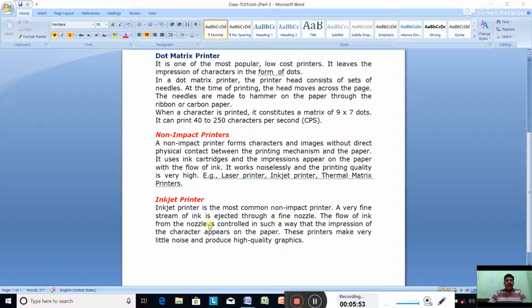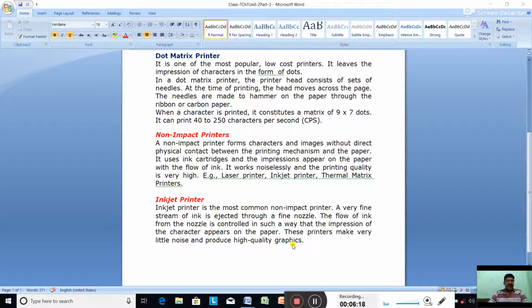The flow of ink from the nozzle is controlled in such a way that the impression of the characters appears on the paper. The full character is printed on the paper and it gets dry. These printers make very little noise if you compare with the dot matrix printer, and produce high quality graphics. The graph can be printed, photo can be printed.